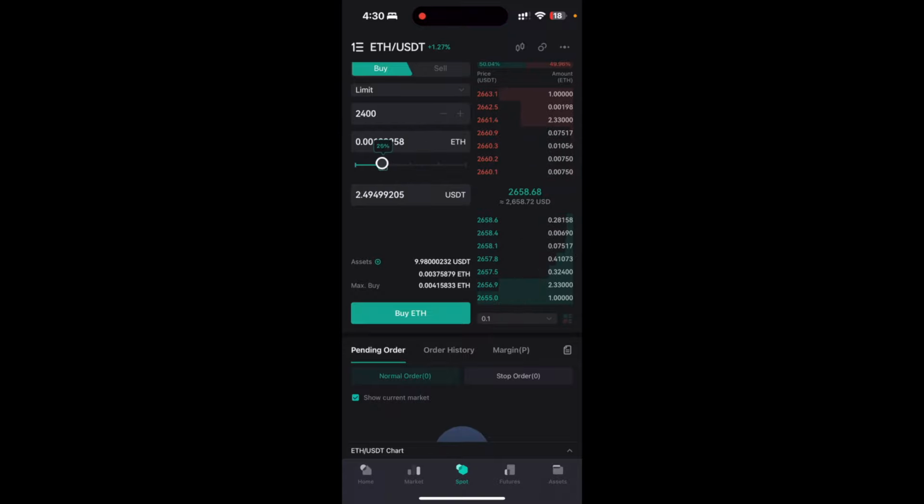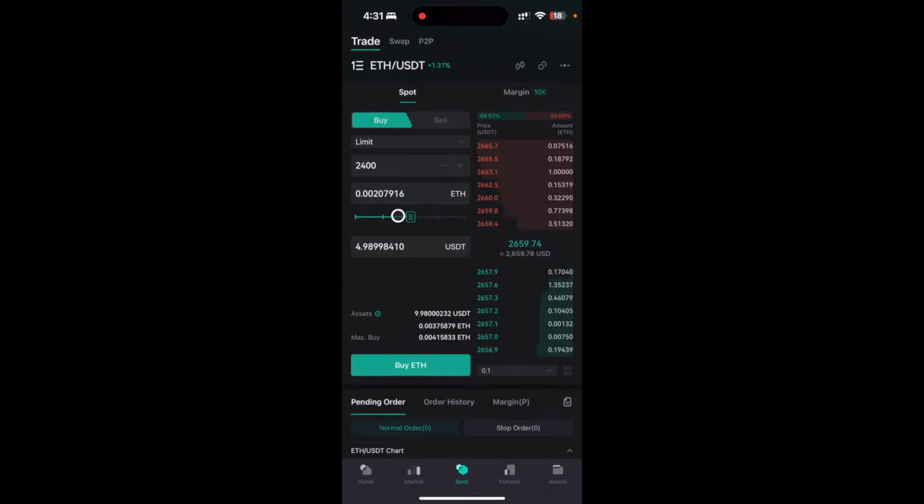Or I can just swipe these, like let's say I want to spend 100% of my available balance that I have in my wallet. Or I can just swipe to 50% and be like, I want to spend 50% of my available balance that I have in my wallet. You know what I mean? So it's very, very simple like this.